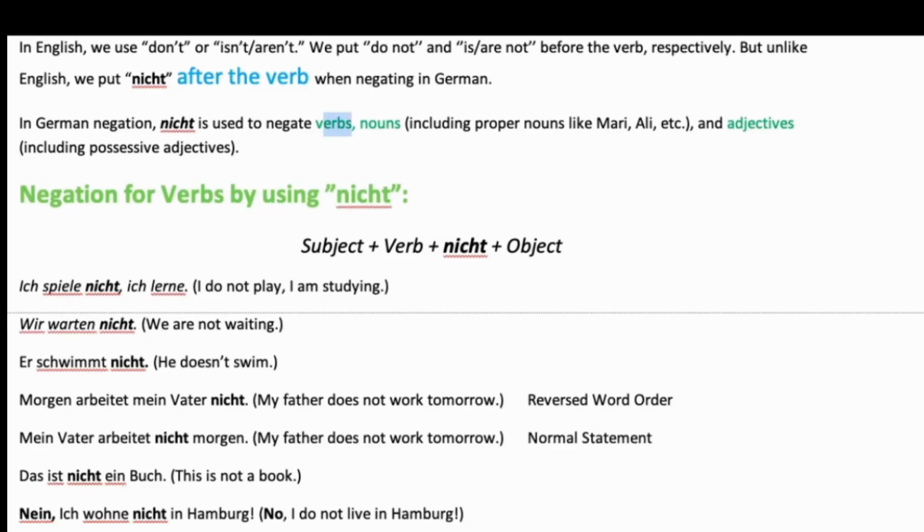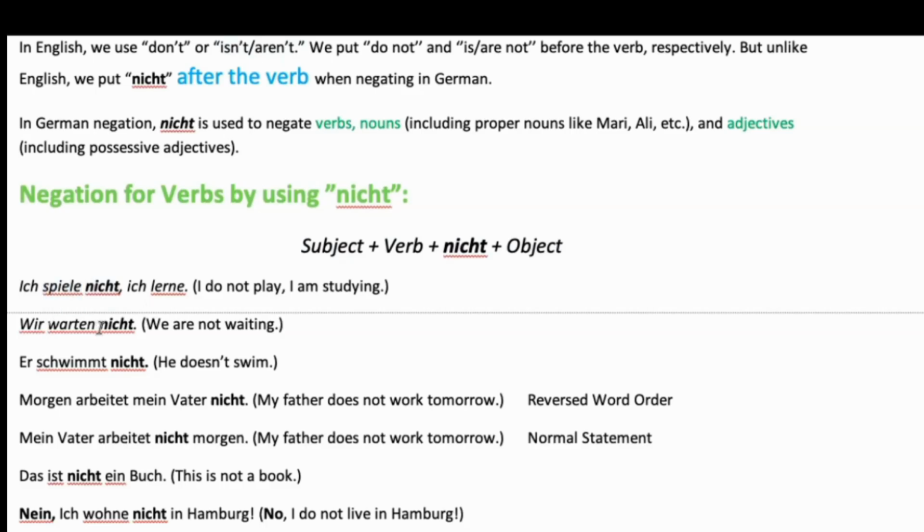So this is the word order. If you want to place nicht, you have subject, verb, and object. In between, after the verb, we place nicht. That means do not, does not, or is not, or not. For these cases in English, we just place there one word, that is nicht. For example, ich spiele nicht. Ich lerne nicht means I do not play, I'm not studying. Here I'm just adding nicht after the verb. That we have to remember.